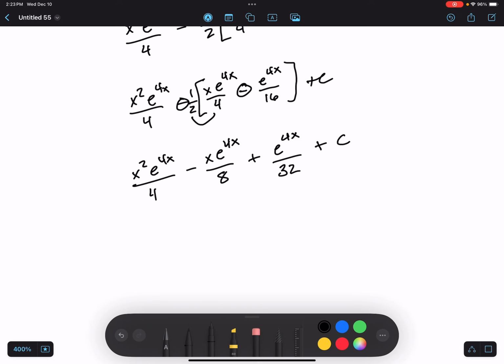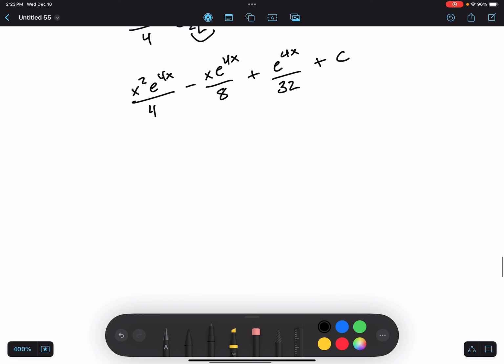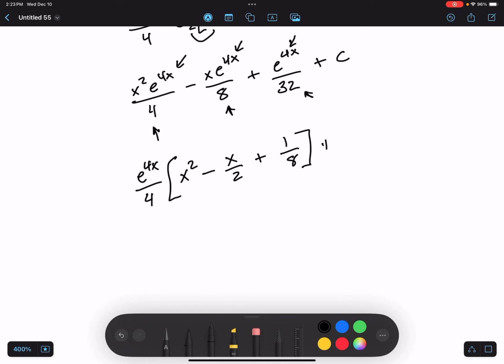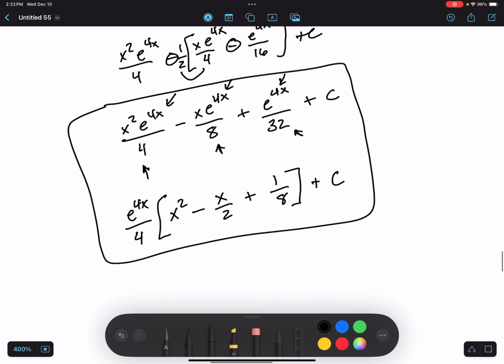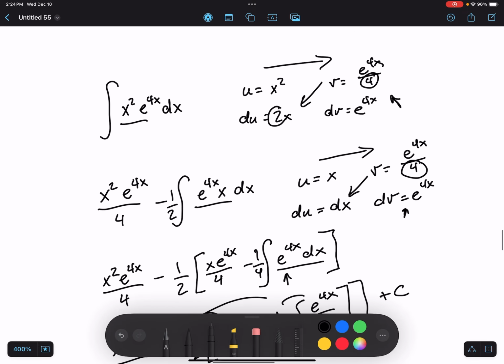And of course, another way that you may see this written, if you recognize the pattern of e⁴ˣ and then multiples of 4 in the denominators, is you could write this as e⁴ˣ over 4 times x² minus x over 2 plus 1 over 8. Again, plus c at the end. Either way, both of these answers are generally acceptable as the solution to this integral.